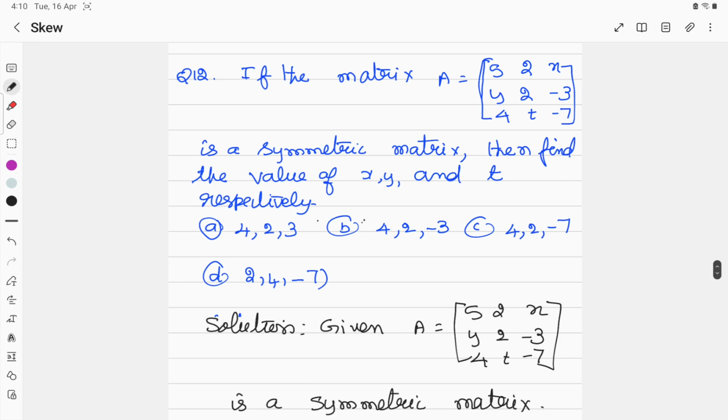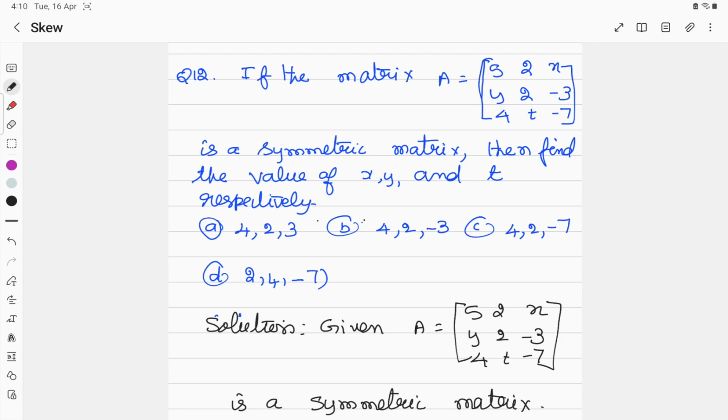Question 12. If the matrix A = [5 2x y; 2 -3 4; t -7] is a symmetric matrix, then find the value of x, y and t respectively. A) 4, 2, 3. B) 4, 2, -3. C) 4, 2, -7. D) 2, 4, -7.